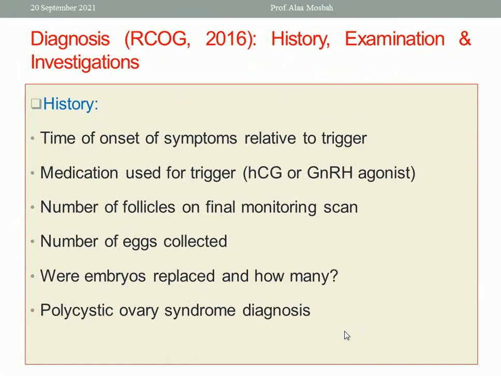Diagnosis: from history, you should ask about the time of onset of symptoms relative to trigger, and the medication used to trigger. Did you use the HCG or GnRH agonist? What is the number of follicles on the final monitoring scan? Number of eggs collected, where embryos were replaced, and how many? Are there any signs of polycystic ovary syndrome?